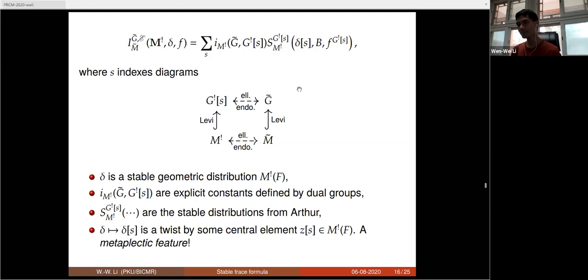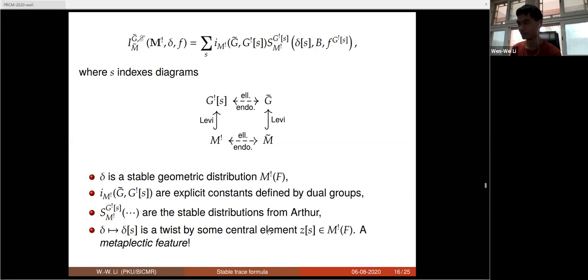There are a lot of undefined terms. First, the coefficients i here are defined in terms of dual groups, something combinatorial. You can write down a complete formula, but it's maybe not so useful here. And here S is the stable distribution, the local stable distribution defined by Arthur. It's only concerned with the group SO(2n+1). And delta_s is a twist by some central element from M shriek(F).